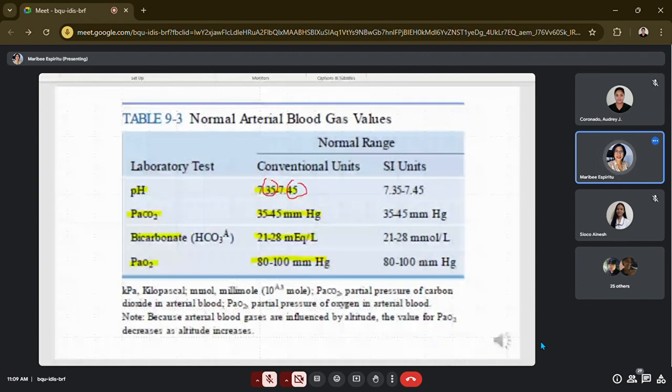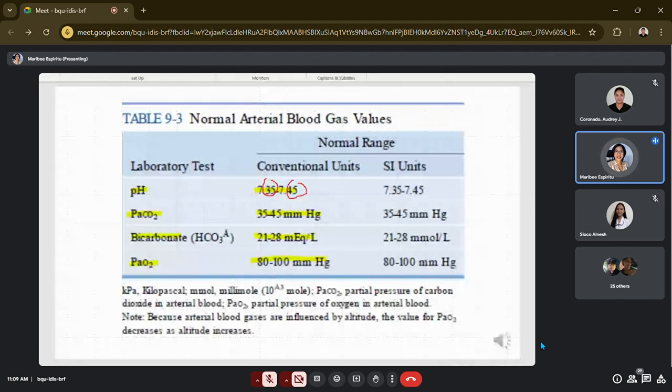I want you to memorize this by heart. Nag-scan ako ng exam nyo kanina. Sa major exam, I have 10 questions about arterial blood gas analysis. Okay? Kaya makinig kayo sa video mamaya. Tandaan by heart. Start with the pH.